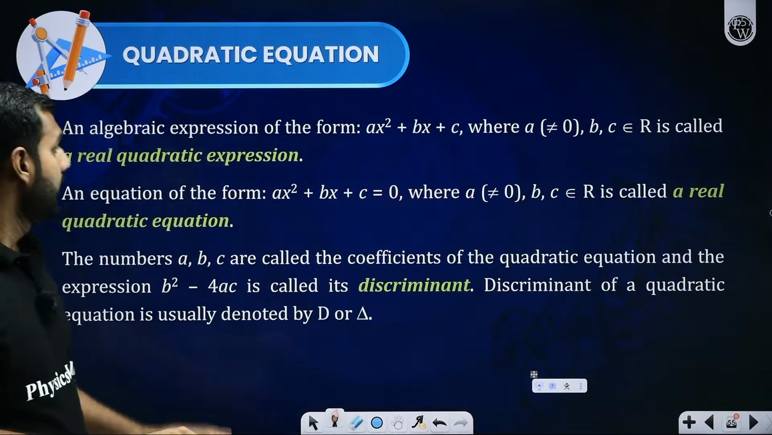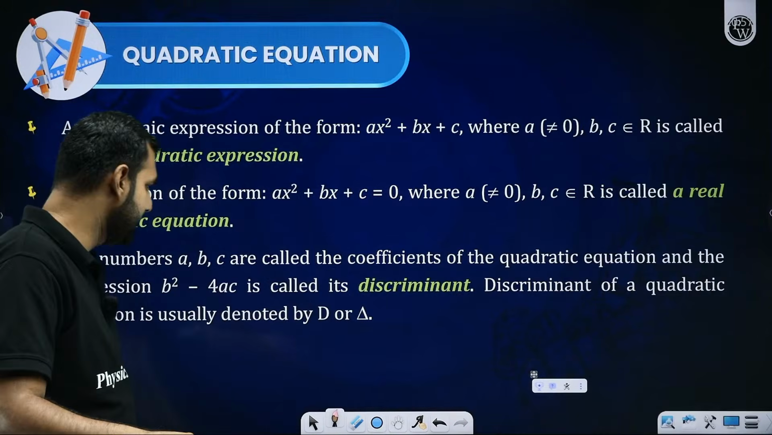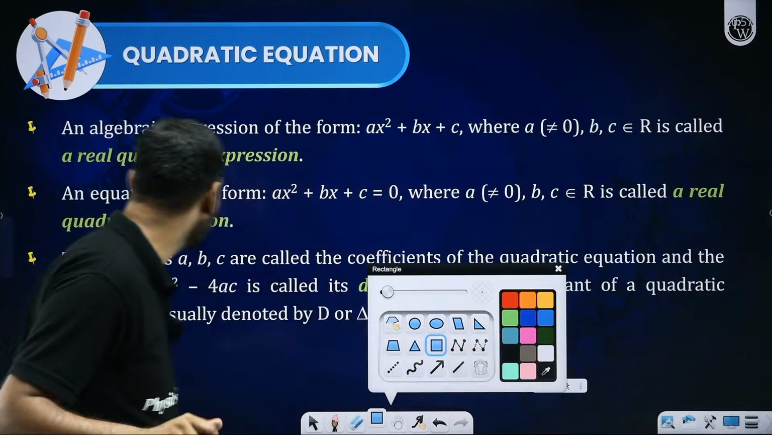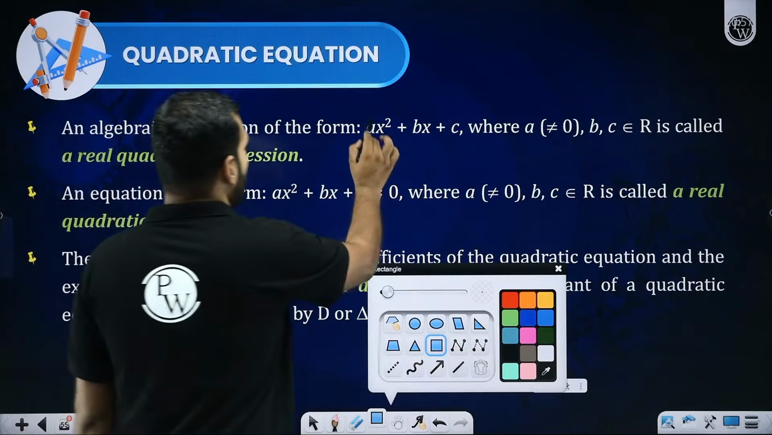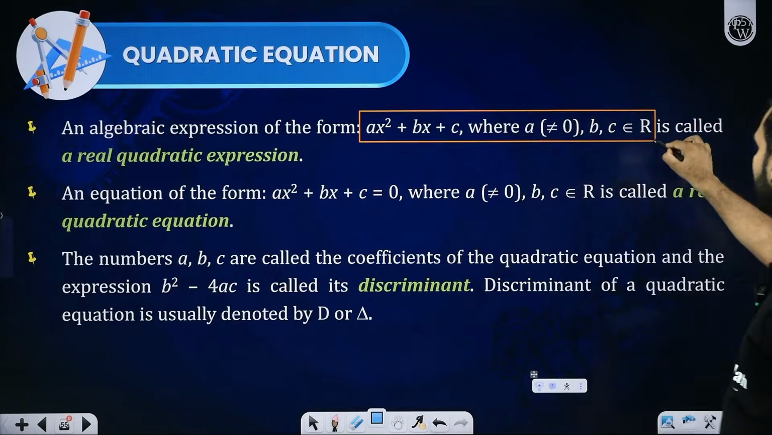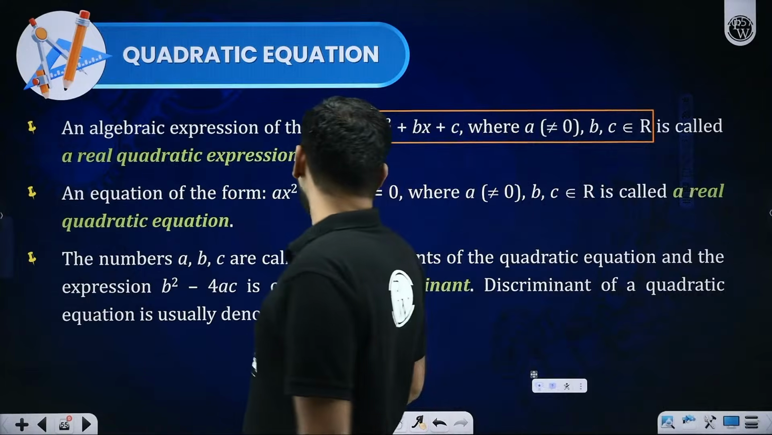Now, let us talk about quadratic equations. First of all, pay attention, everyone. I think these are the basics which you all are already aware of. The first one being this, where you say an algebraic expression ax square plus bx plus c, and of course a is not 0, b and c are real, is called a real quadratic expression. Yes or no?